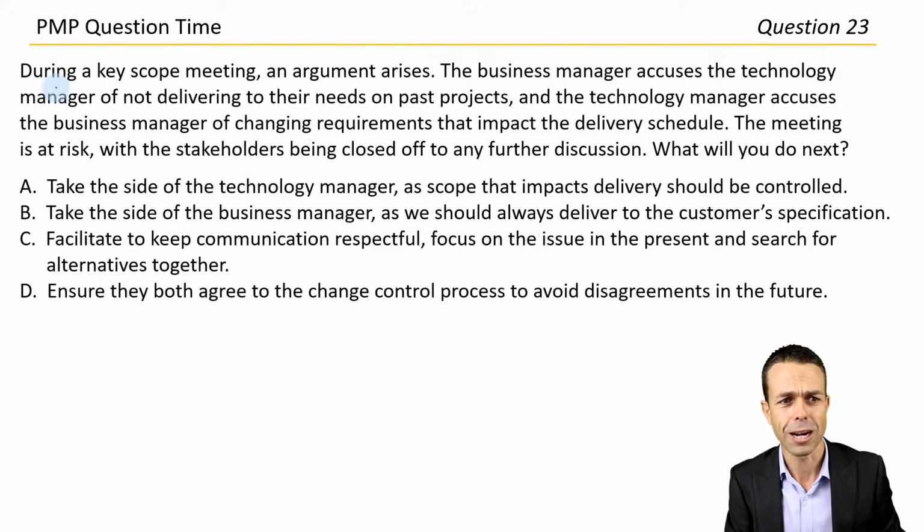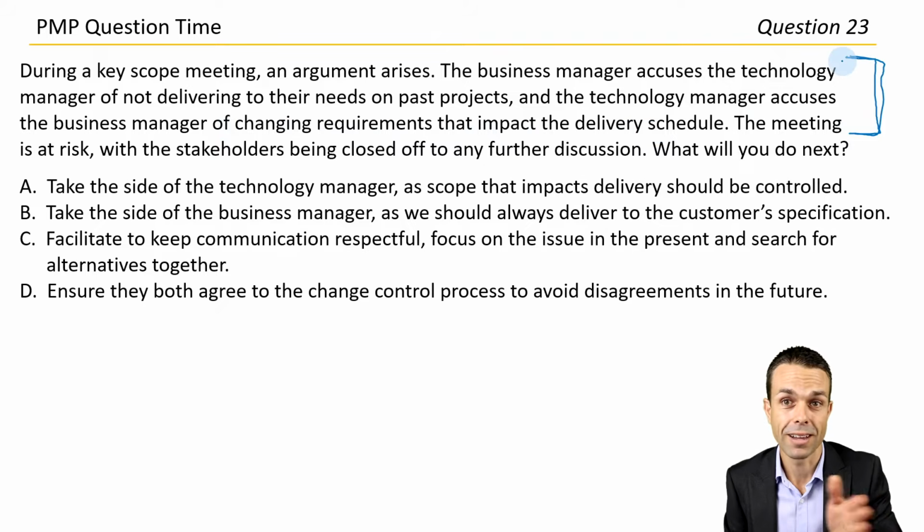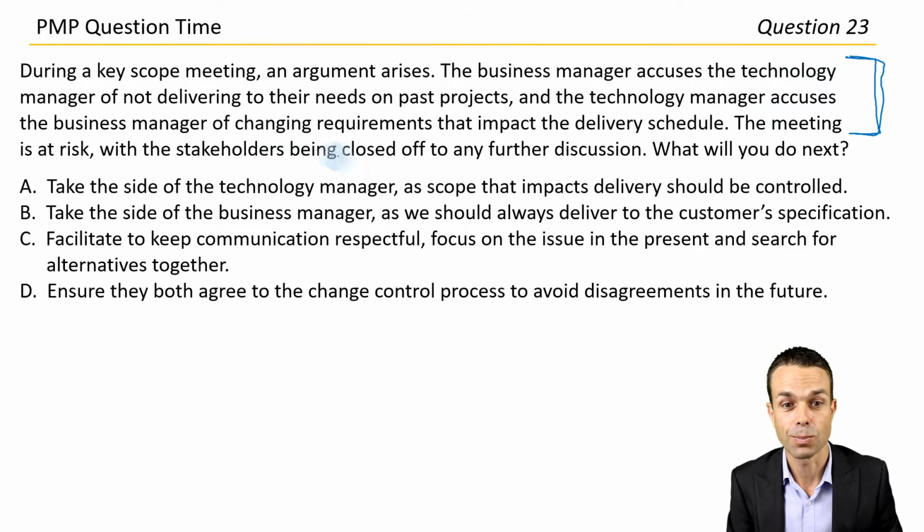I'm liking these so far. During a key scope meeting, an argument arises. Well, who would have thought? The business manager accuses the technology manager of not delivering to their needs on past projects, and the technology manager accuses the business manager of changing requirements that impact the delivery schedule. And of course, when our teams are separate, it's easy to point the finger at the other team, isn't it? The meeting is at risk with the stakeholders being closed off to any further discussion. So what are we going to do? What will we do next?